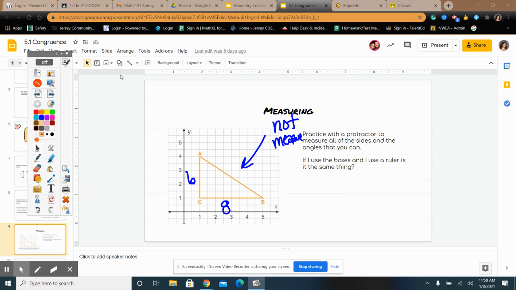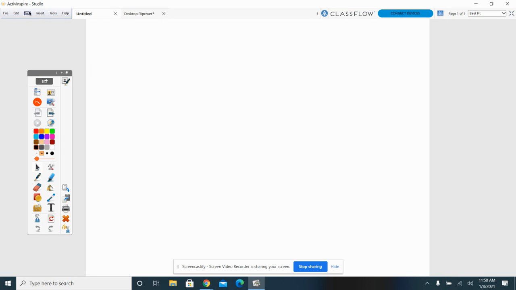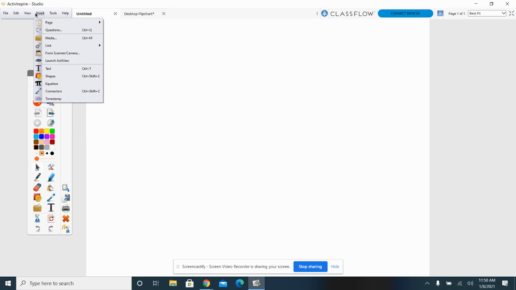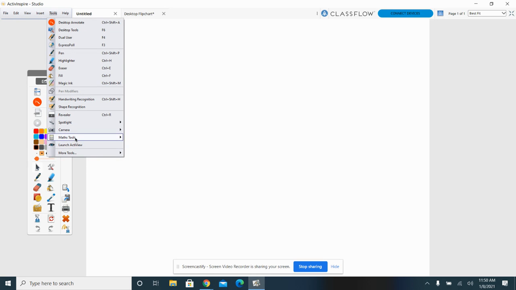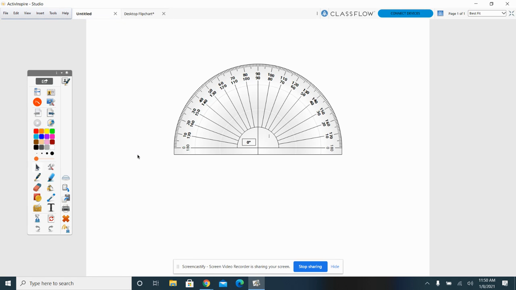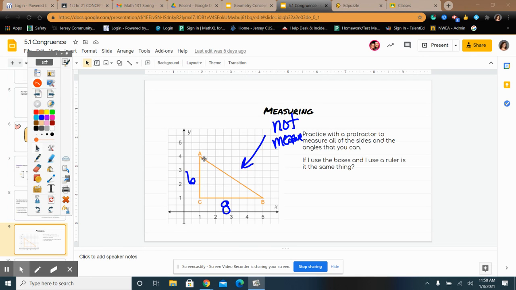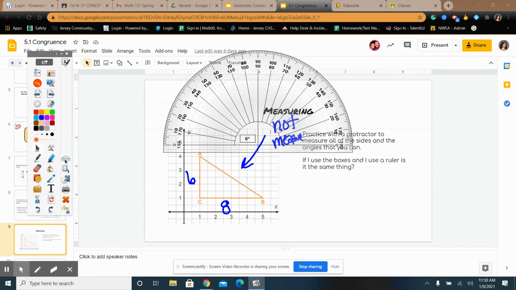And I'm going to look at a protractor here. I think I have one somewhere. I might actually have to go here to find it. View, tools, math tools, protractor. All right. Oh, there it is.